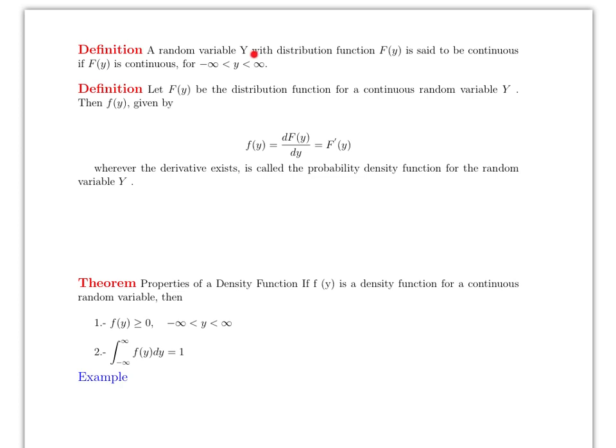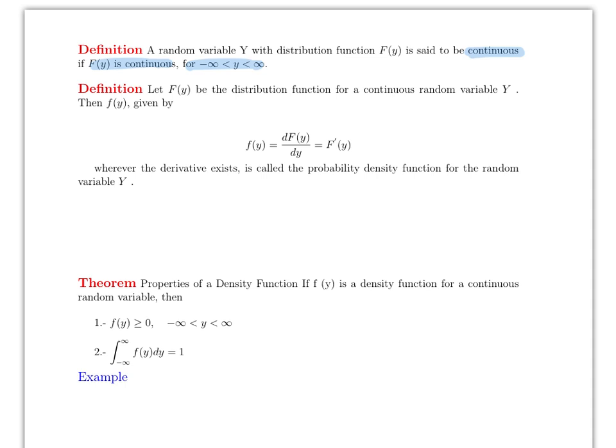A random variable y with distribution function f of y is said to be continuous if f of y is continuous from minus infinity to infinity. Okay? The next definition is very, very important.